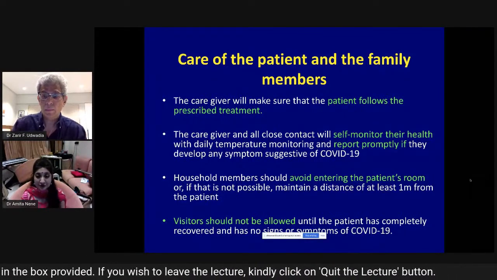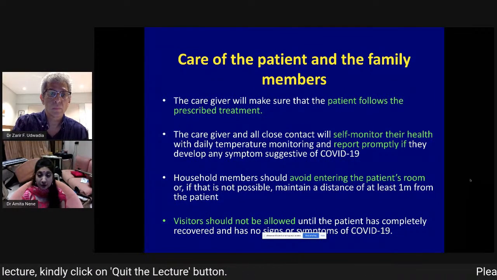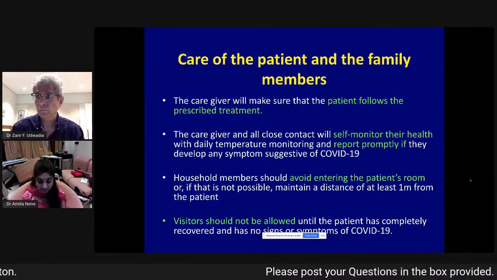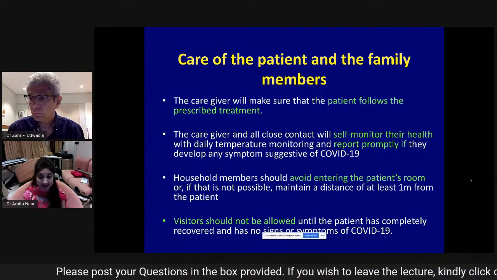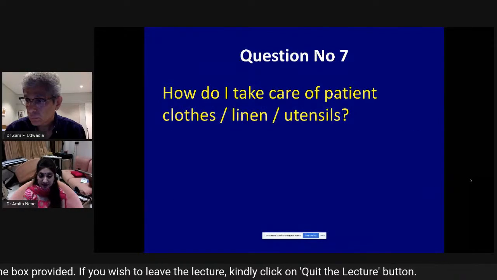And of course, visitors should not be allowed to meet the patient, because we actually have a lot of family people calling up saying, I'm the daughter and my father has COVID, can I go and see him? So of course, these instructions need to be spelled out, because there are some enthusiastic relatives who may still want to come and see the COVID-19 positive patient.